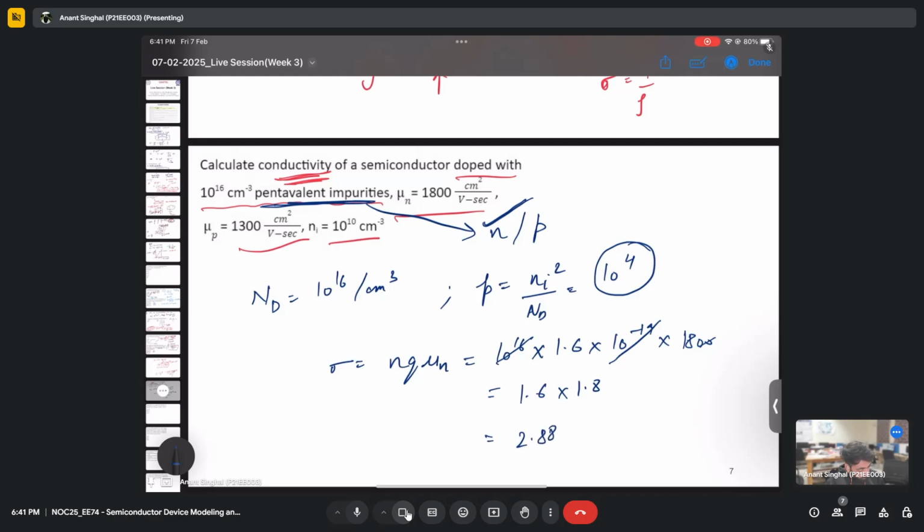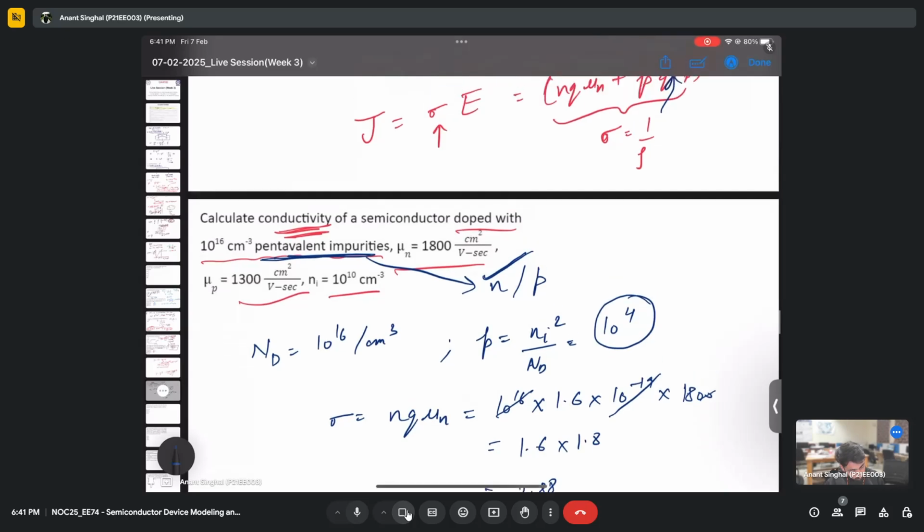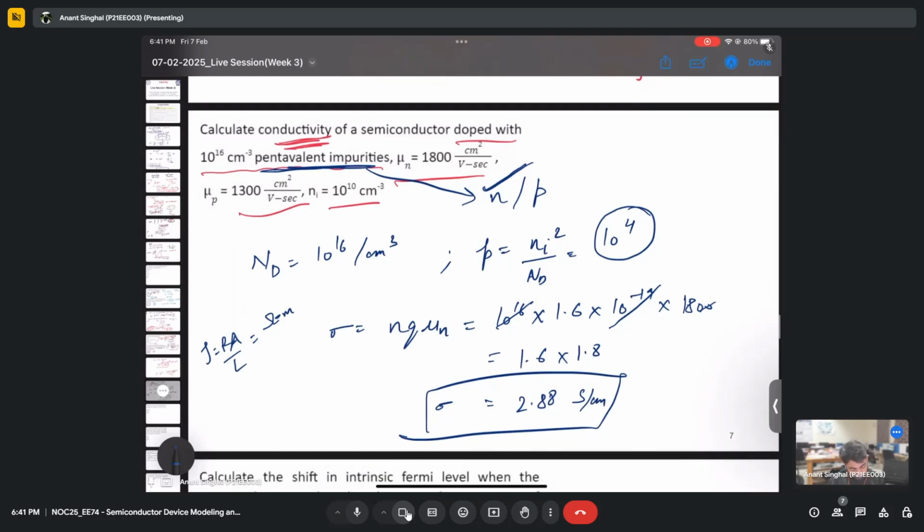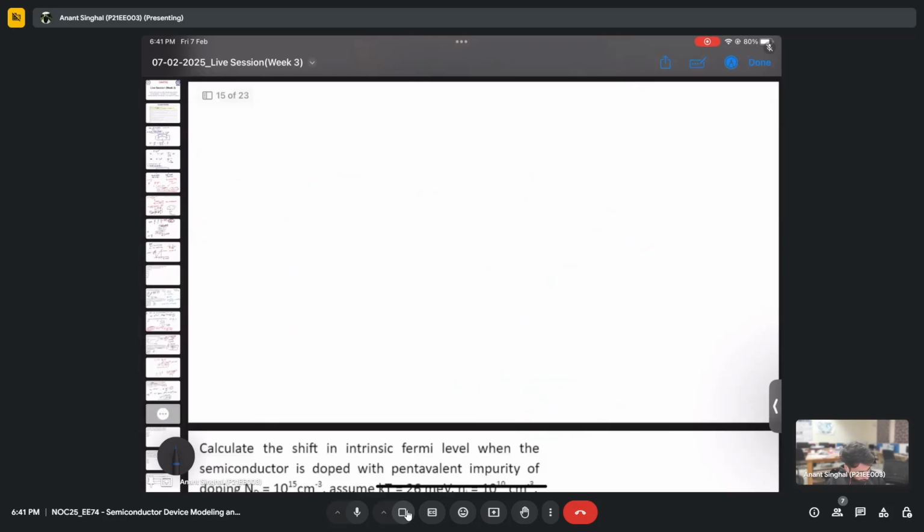So what will be the unit? Conductivity is the opposite of resistivity. Resistivity is RA by L, right? So this is ohm meter. So conductivity will be Siemens per centimeter. Make sense?